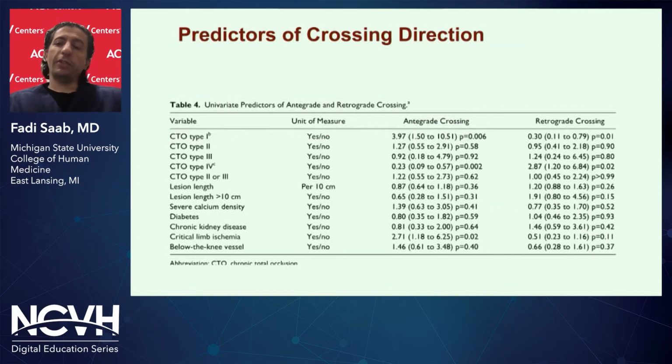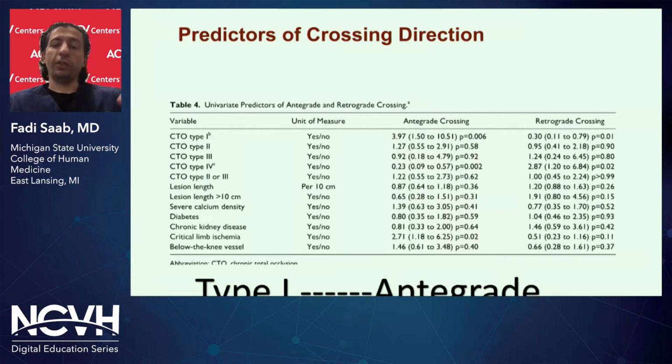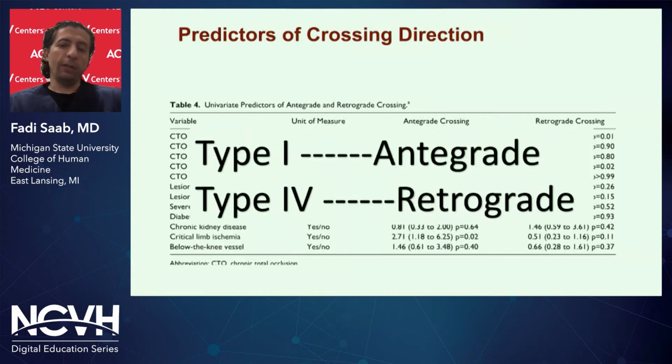If you look at the CTOP trial, the predictors of crossing direction were very simple. It was a logical trial. It really fits with what a lot of us physicians do nowadays. If it's a type 1 CTO, the likelihood of crossing in antegrade fashion is very high. If it's a type 4 CTO, the likelihood of crossing a CTO in a retrograde fashion is extremely high.